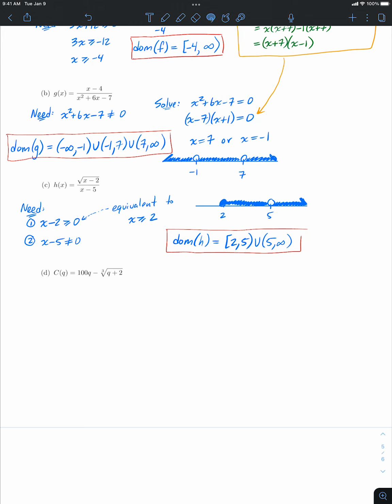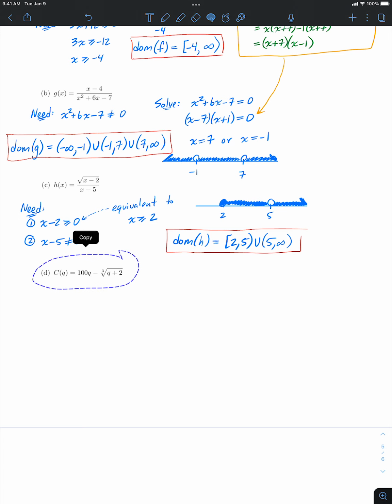Okay, one more, and then we're done this page, and then actually this section as well. So, okay, what's going to go on with this function? This is a function named c. What's the definition? It's defined by the rule c of q is equal to 100 times q minus the cube root of q plus 2. So what are the restrictions? I'll give you a few seconds to think about this. And if you want more time to think, just pause the video before you resume it. But what are the restrictions?